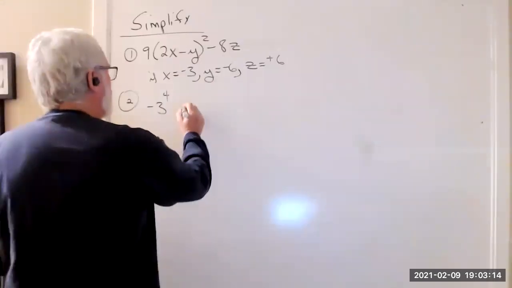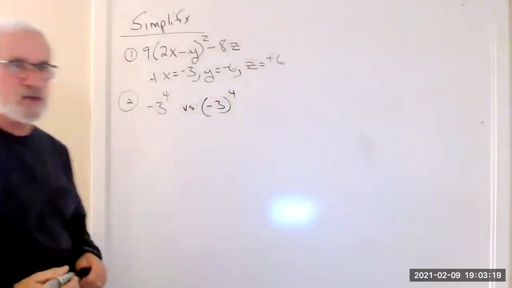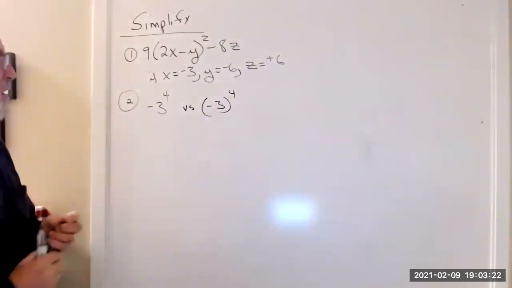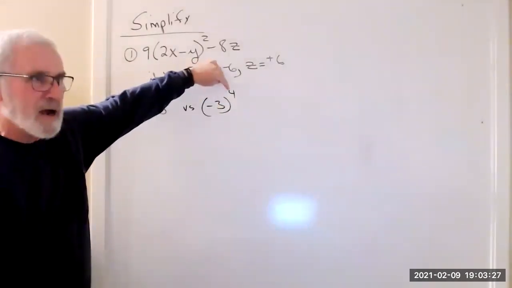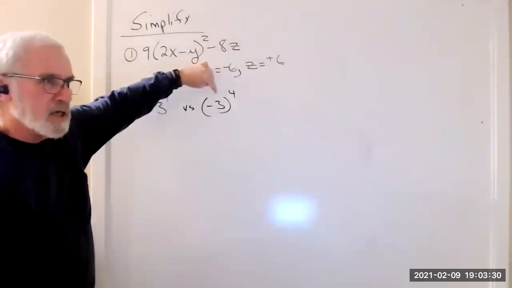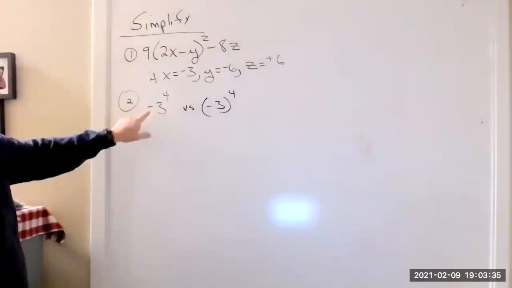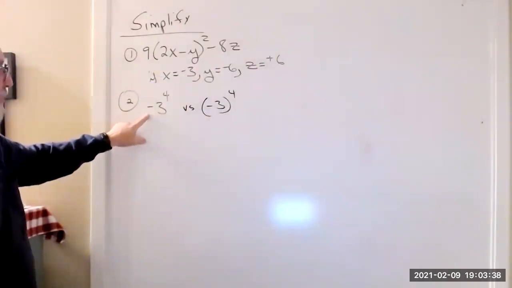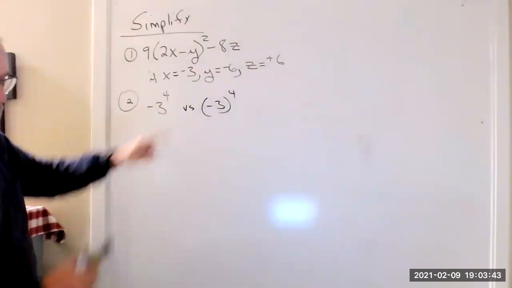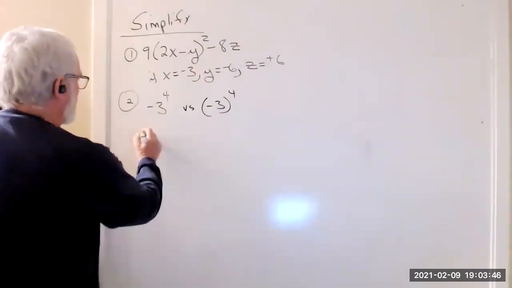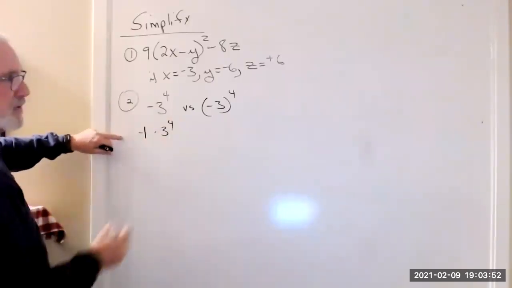Remember, this is first off one of my favorite problems to put on a test or a quiz. In the problem I wrote here, notice the negative is being powered. The negative is being affected by the 4th power. But in this problem, the negative is not being affected by the 4th power, all because of the parentheses there. So the original problem was -1 times 3 to the 4th. That's how we see that.